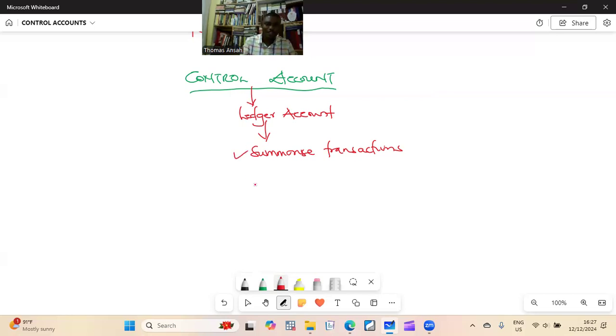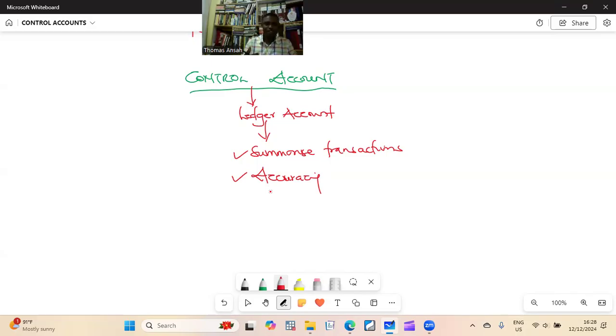It summarizes, and it also gives you some form of accuracy, because it helps you to check. When you sum up all the debtors' amounts and compare it to what is in the control account, if it is not the same, then it means there are errors. So sum up all the individual accounts and compare it to the control account, and if it is the same, hallelujah. If it is not the same, then something is missing somewhere. So the control account helps you to check accuracy.